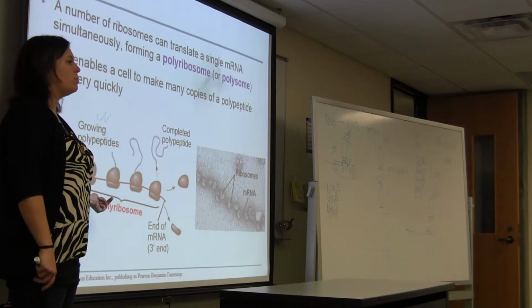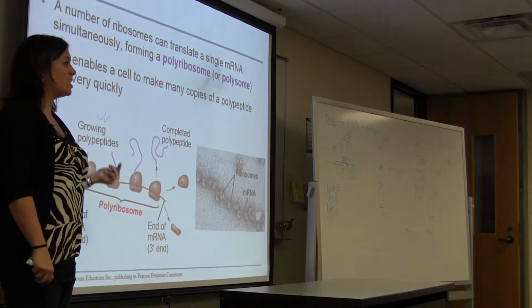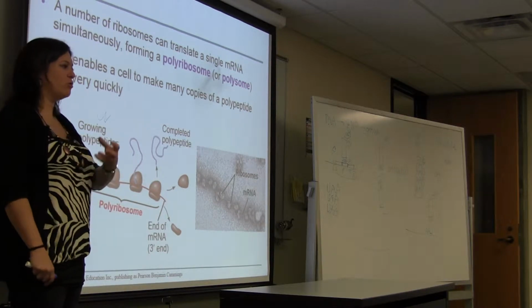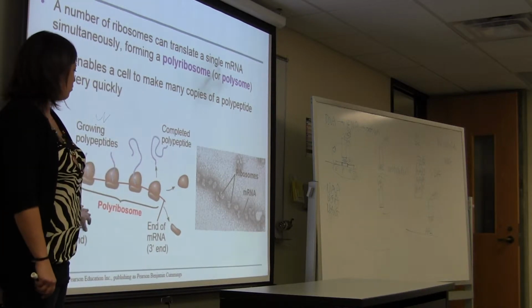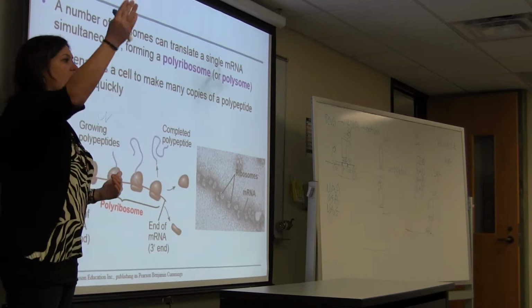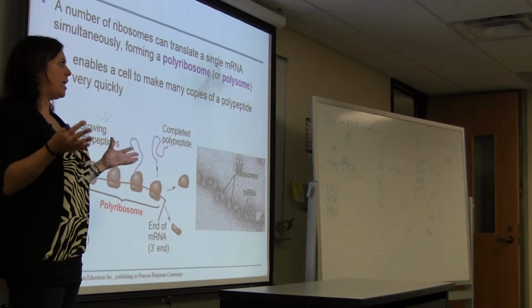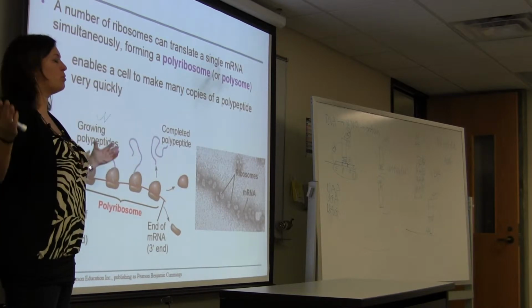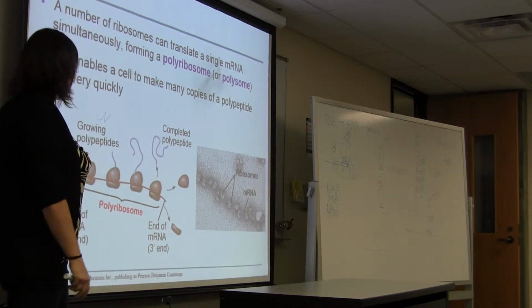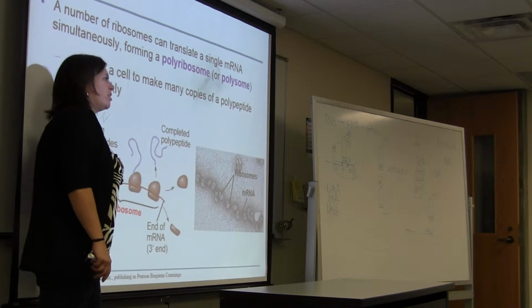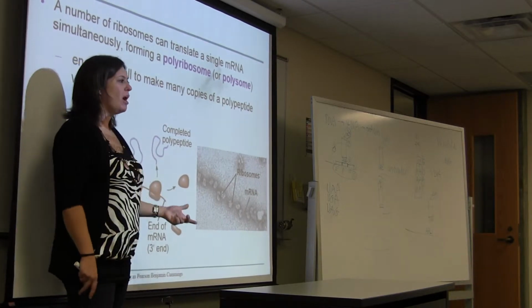we can have multiple ribosomes attached to the same mRNA. So you can have these little trains of ribosomes, each making a copy of the protein. So if your cell needs 20 copies of, I don't know, protein X, then you're going to have multiple ribosomes that are going to be able to make those multiple copies.